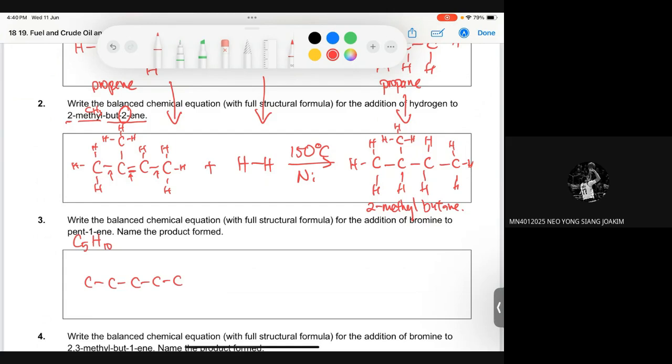At the first. Can I draw at the last? Can I draw at the last one? Yeah. Can also. So either the first one and the last is the same. Okay, good. So I'm going to draw pent-1-ene. So this is pent-1-ene.